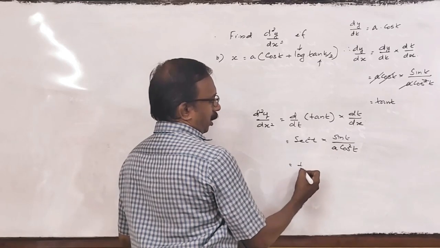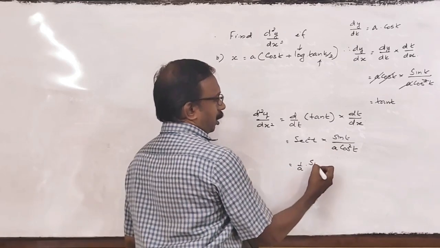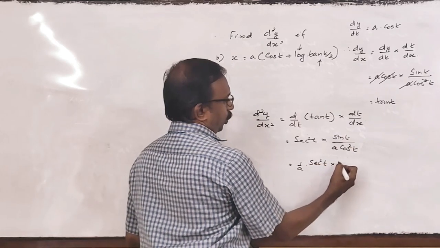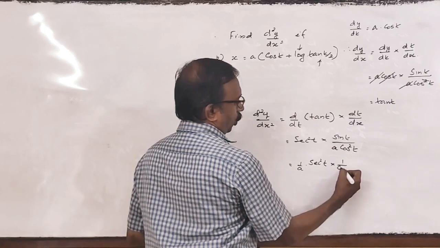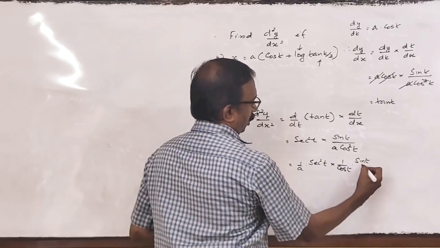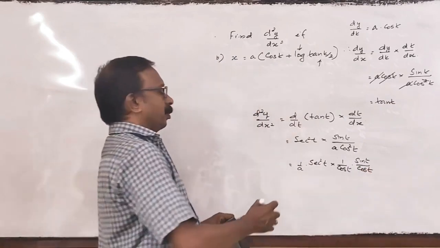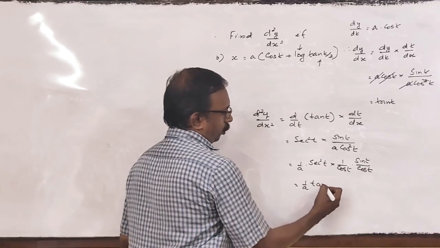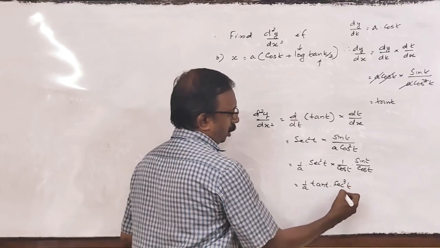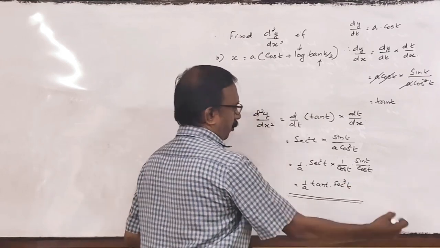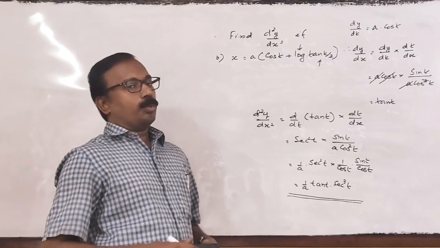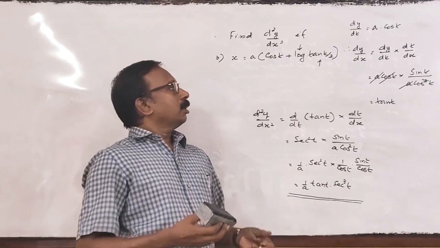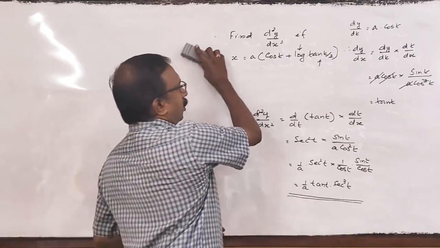That is sin t, 1 by a into sin t by cos square t into 1 by cos t into sin t by cos t. Therefore, we have 1 by a into tan t into sec cube of t. This is the answer. This way we can find the second derivative of a parametric function, which is very important from the examination point of view.